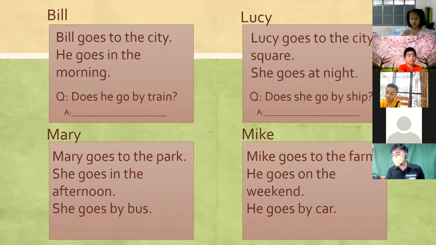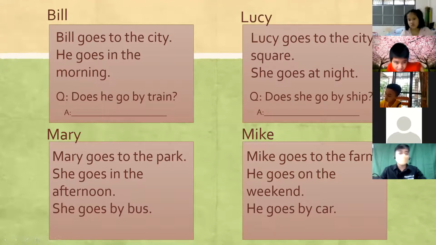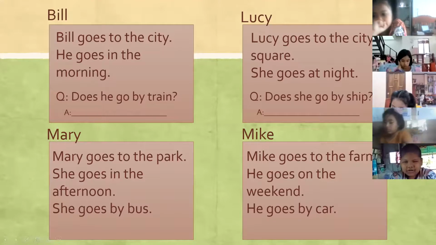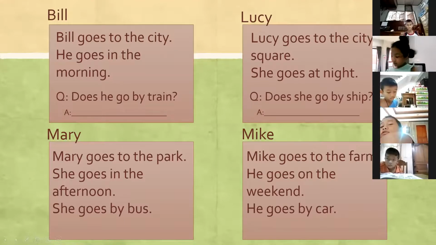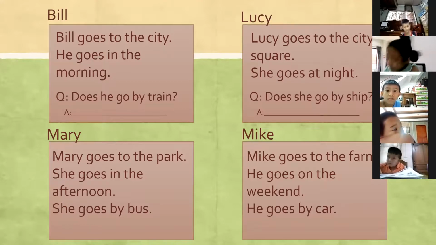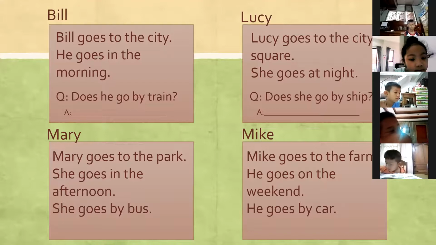So we have the question here. Number one: when does Bill go to the blank? When does Bill go to the blank? What is it? What's the answer? What's your answer? Do you know? When does Bill go to the where? Where is it?